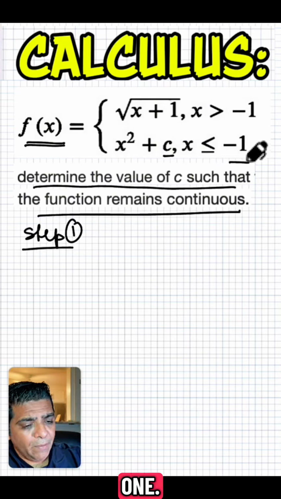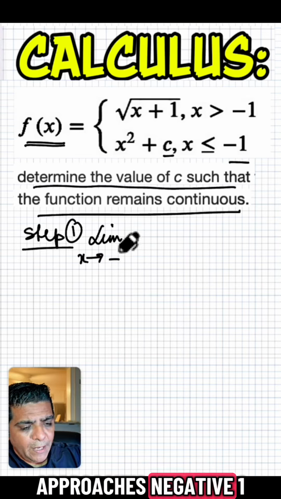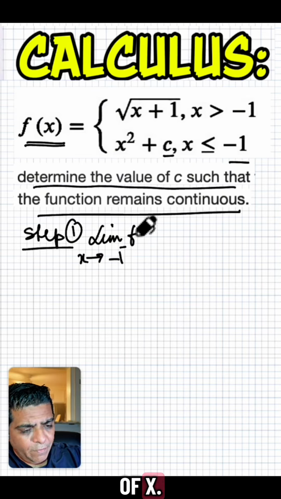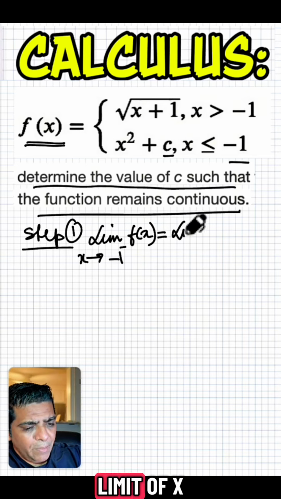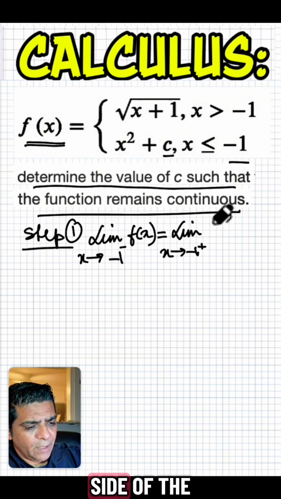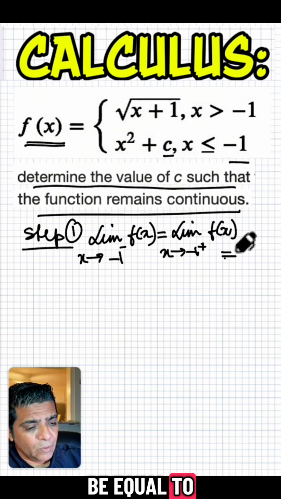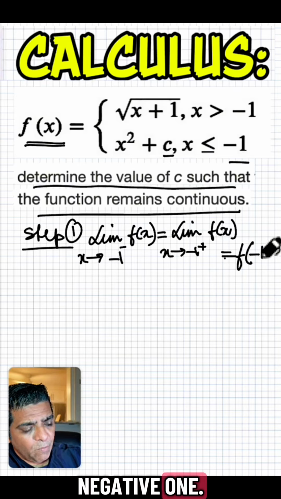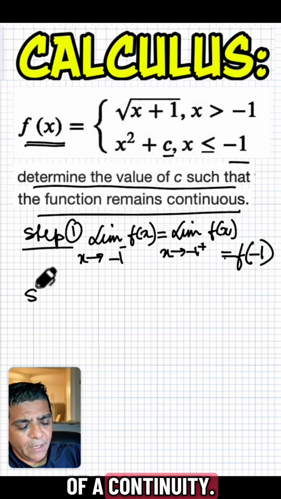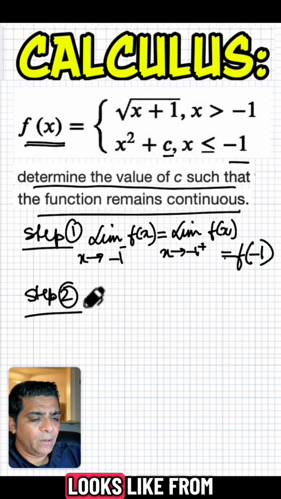At -1, the limit as x approaches -1 from the negative side of f of x needs to be equal to the limit as x approaches -1 from the positive side of the same f of x. Both directional limits have to be equal to each other, and that needs to be equal to f of -1. That is a condition of continuity. So let's see what our limit looks like from each direction.